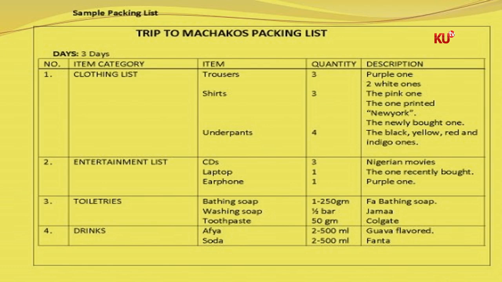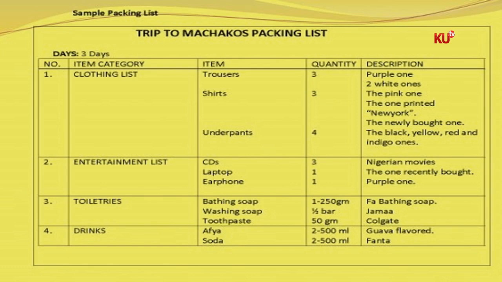If you are going to Machakos for 3 days, remember we have said, let the question guide you. You are going for 3 days. So what do you need? On the clothing list, the item, trousers, the quantity, 3, because you don't want to recycle your clothes. Then the description, purple one and 2 white ones.